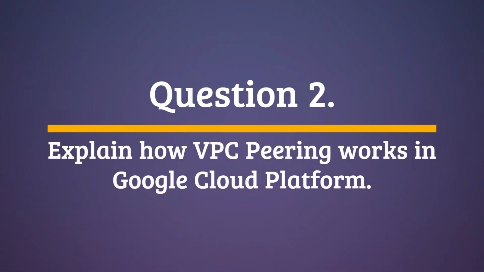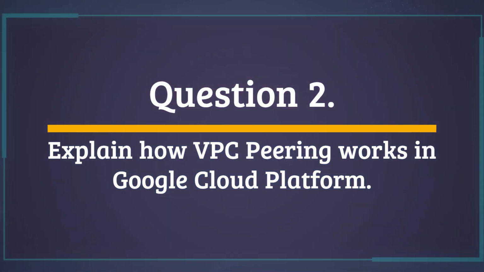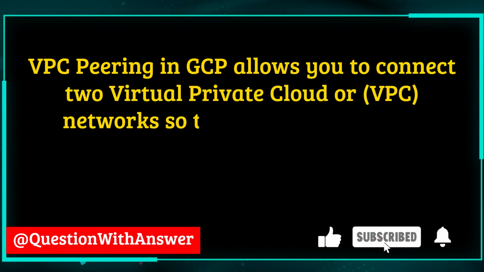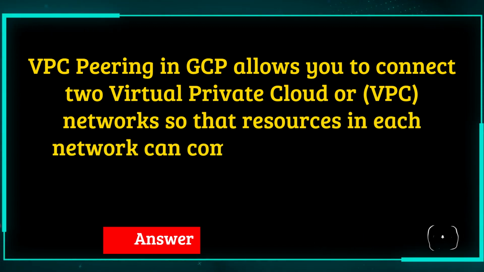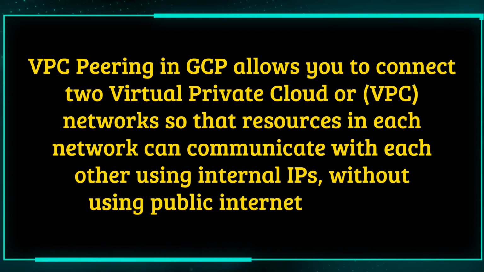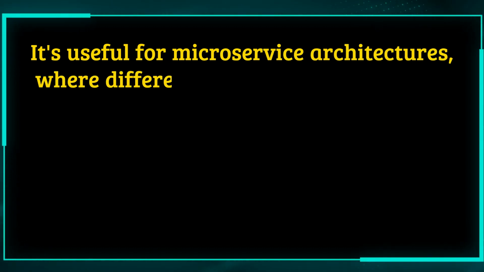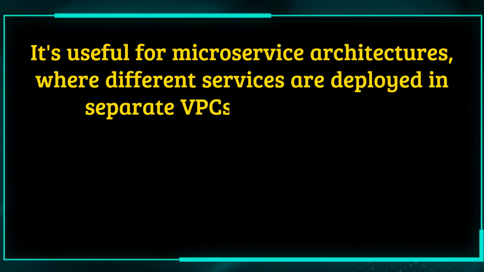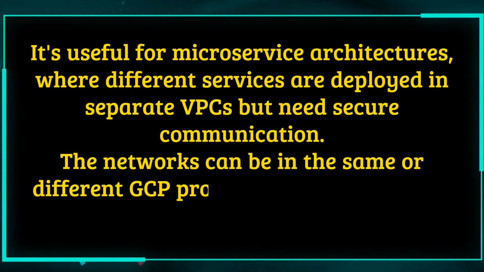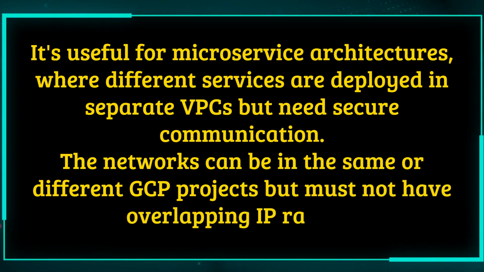Question 2. Explain how VPC peering works in Google Cloud Platform. Answer. VPC peering in GCP allows you to connect two virtual private cloud, or VPC, networks so that resources in each network can communicate with each other using internal IPs, without using public internet or VPNs. It's useful for microservice architectures, where different services are deployed in separate VPCs but need secure communication. The networks can be in the same or different GCP projects but must not have overlapping IP ranges.